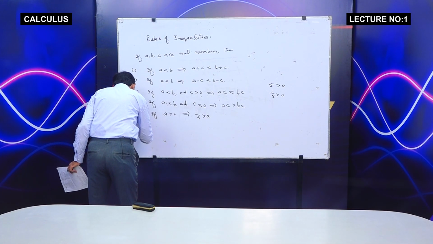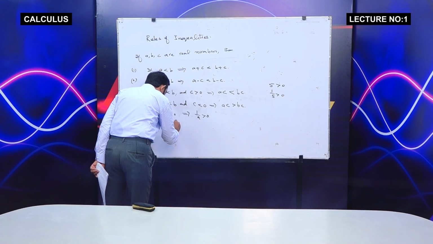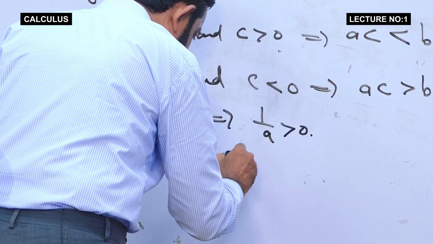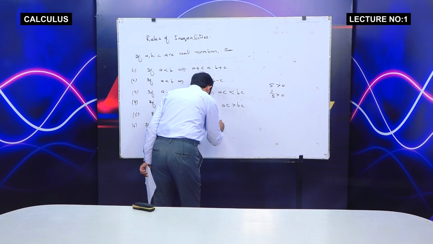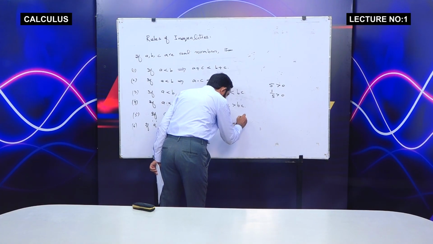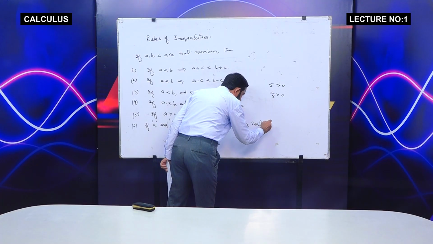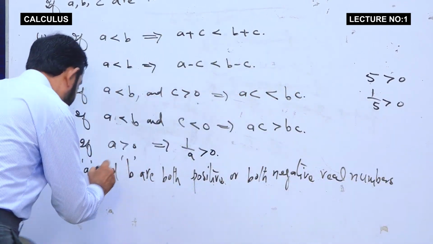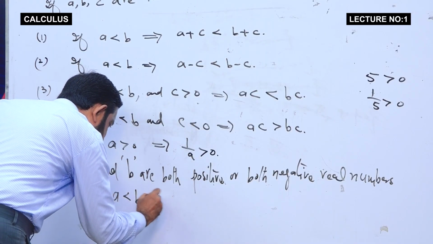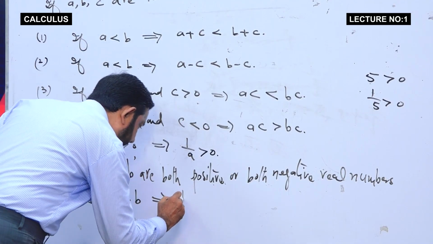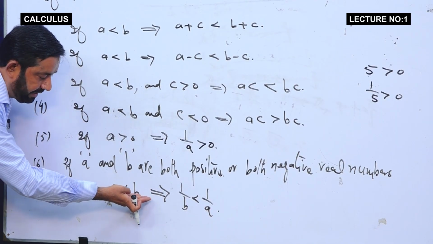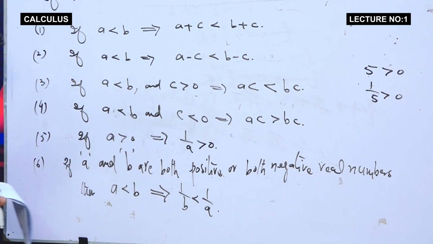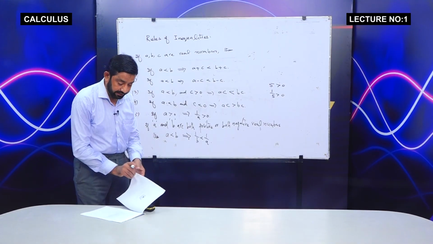If A and B are both positive real numbers, or both negative real numbers, then A less than B must imply that 1 over B is less than 1 over A. It means that if you have A less than B, and you take the reciprocal, then the inequality would be in this form: 1 over B less than 1 over A. So, these are the basic rules of the inequalities.